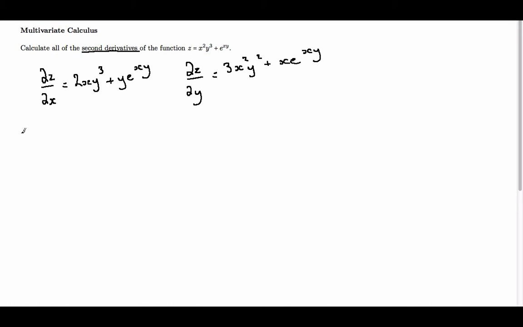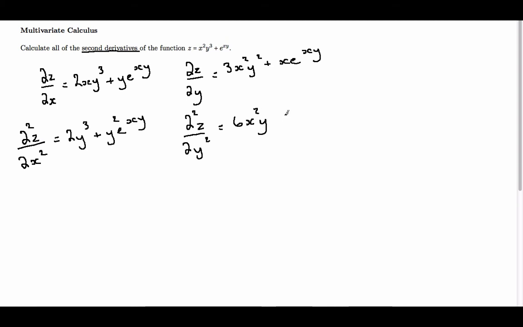So the first second derivative is the partial derivative of z, differentiated again, to get d2z by dx squared. So that is differentiate all of this with respect to x again. That gives us 2y cubed plus y squared e to the xy. We also need to calculate d2z by dy squared, which means differentiate this with respect to y. So that gives us 6x squared y plus x squared e to the xy.